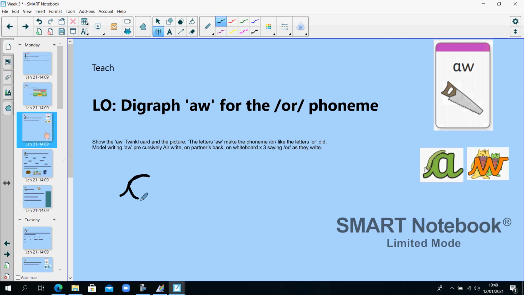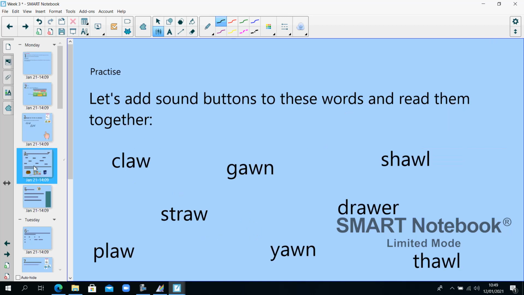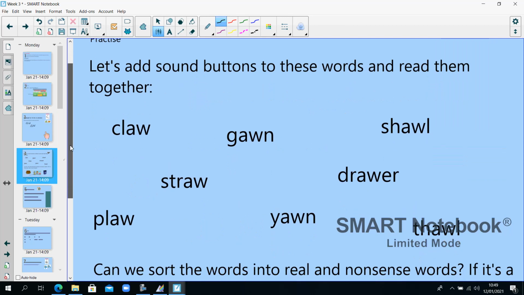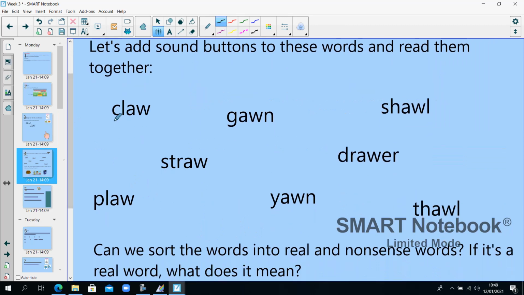A, W, or. A, W, or. Let's add sound buttons to these words and read them together. Write them on your paper and add in your sound buttons, pausing the video whilst you do this.